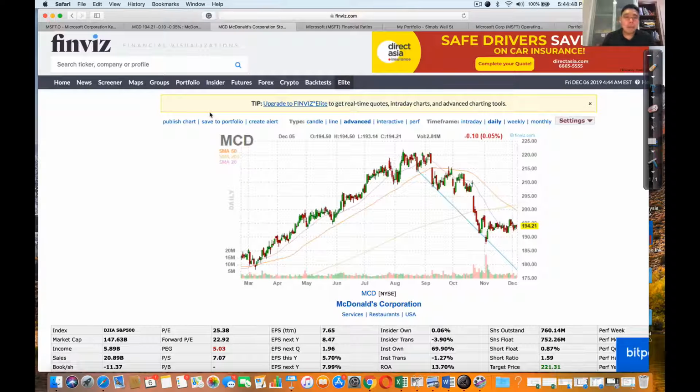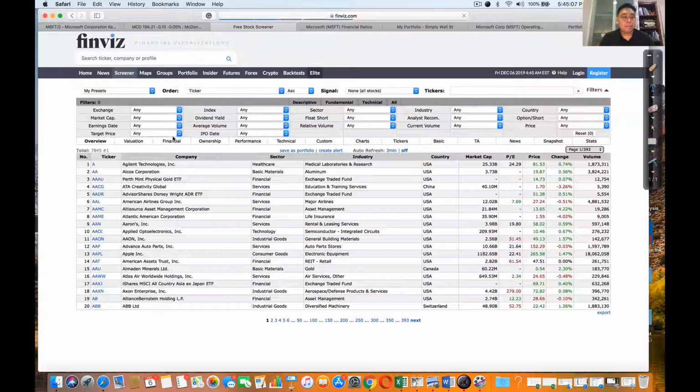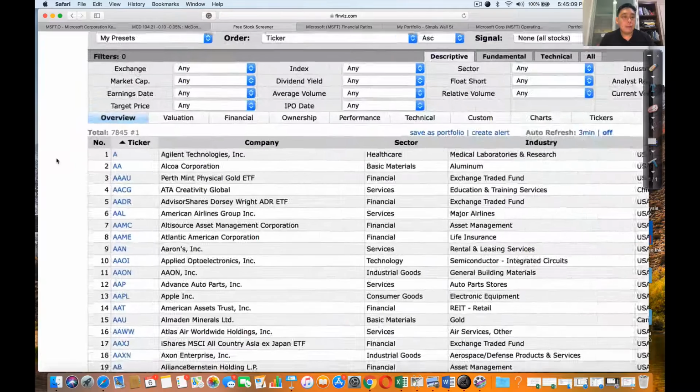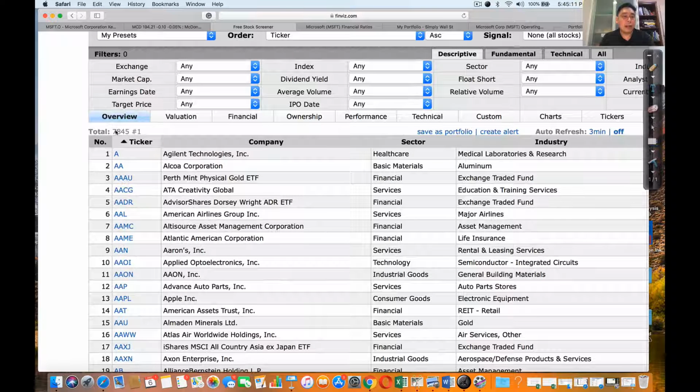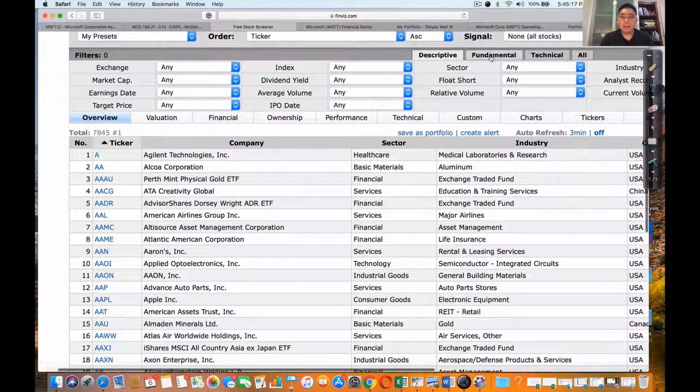All right, finally, let me show you how you can use Finviz to screen for companies, because there are so many companies, like 7,000 companies in the US. How do we screen for companies that meet these good fundamental criteria? So again, you can go to Finviz, click on Screener. And in the database, there are 7,800 companies. So we like to find those with good fundamentals. So you can click on Fundamentals over here.